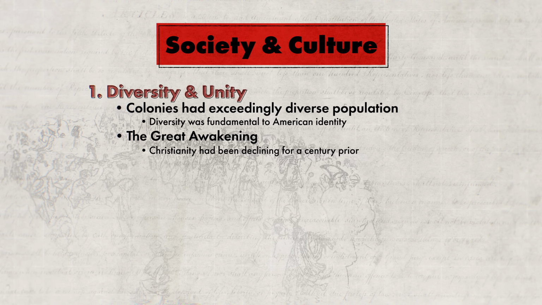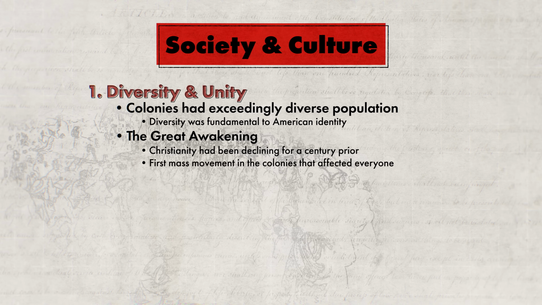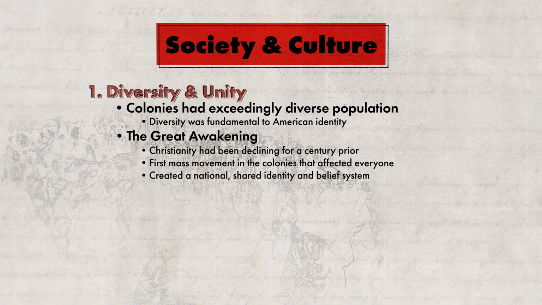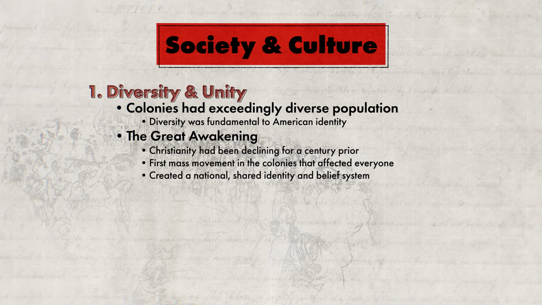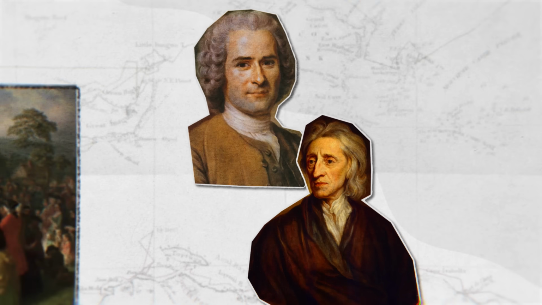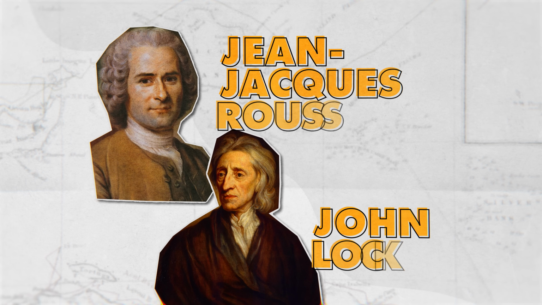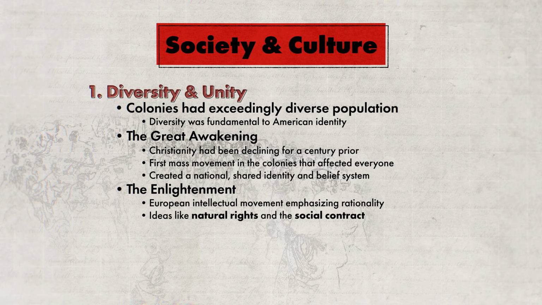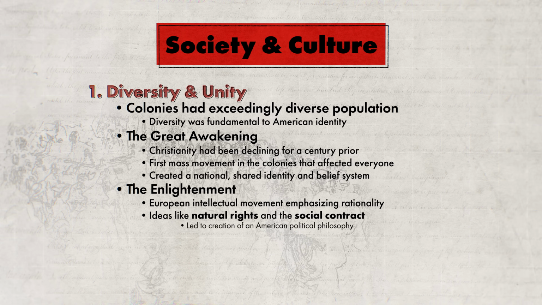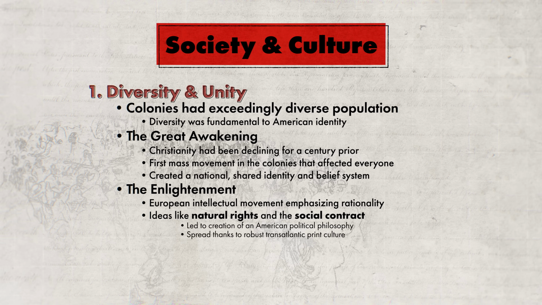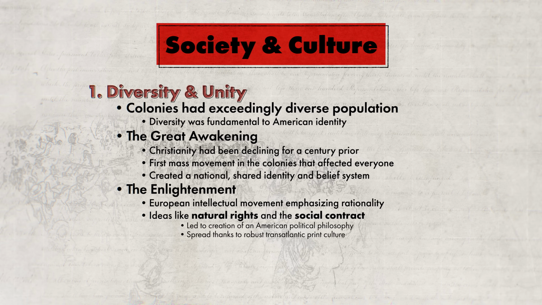But the point is, the Great Awakening was essentially the first mass movement in the American colonies that affected people more or less everywhere. And that had a way of creating a national shared identity and belief system throughout the colonies. And then the second movement that helped create a national identity in America was the influence of the Enlightenment, which was a European intellectual movement that emphasized rationality. Now, many of the educated colonists got positively giddy about the ideas peddled by writers like John Locke and Jean-Jacques Rousseau, ideas like natural rights and the social contract, which played a significant role in the creation of an American political philosophy. And thanks to a robust transatlantic print culture, the ideas of the Enlightenment crossed the Atlantic and played a role in uniting the colonists as a truly unique people.